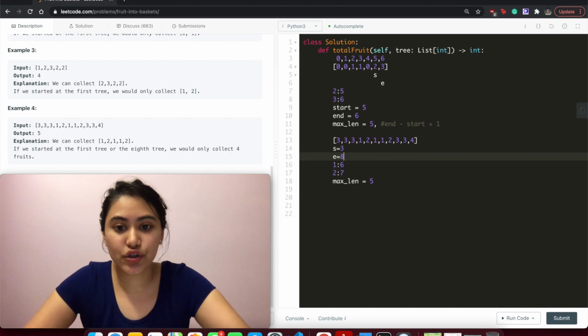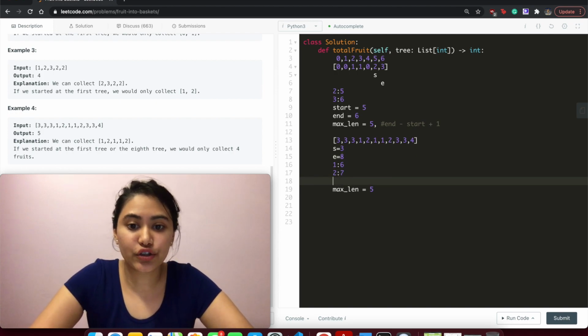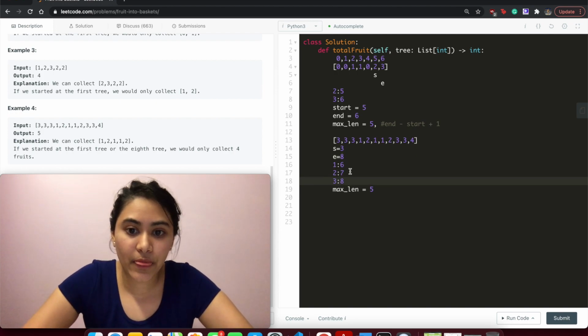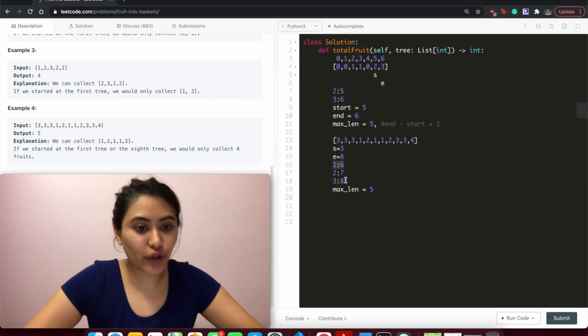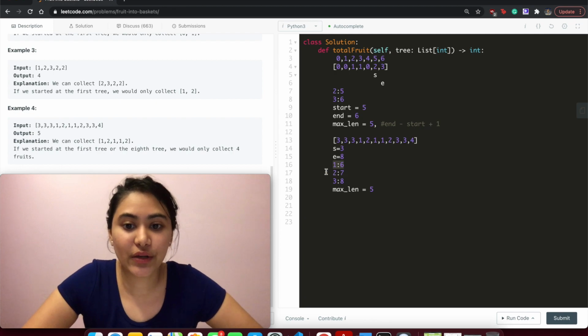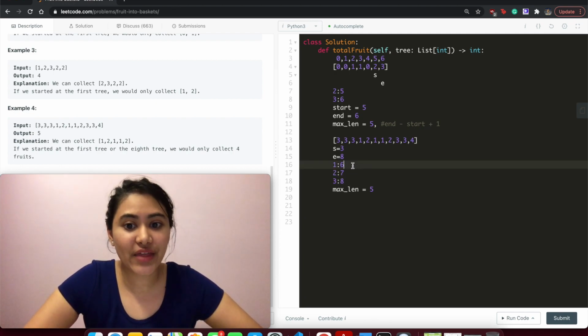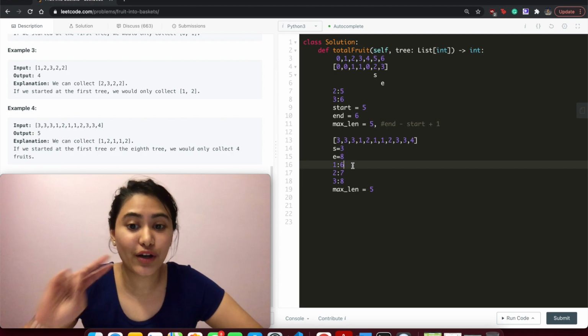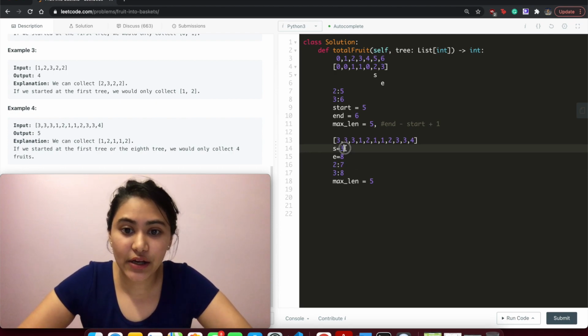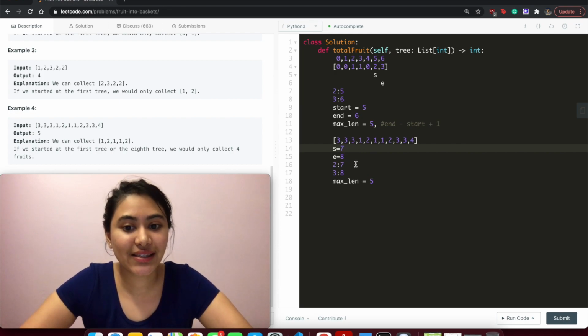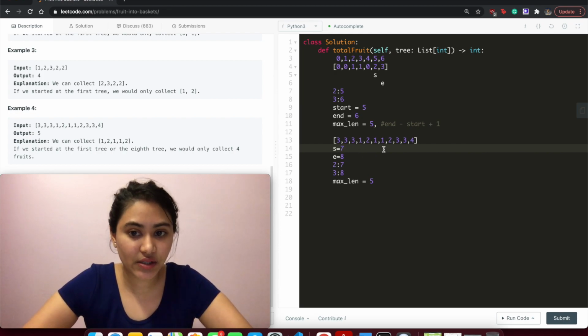Increment end again to 8. And now we introduce a new fruit at index 8. What do we get rid of? We get rid of 1 because we want to go as far left as possible, right? So we include 2, but anything further back includes 1, which we don't want. That will make us have 3 fruits. We only want 2. Get rid of this. Start is now 7, so 1 plus the last time we'd seen that third fruit, which was index 6.